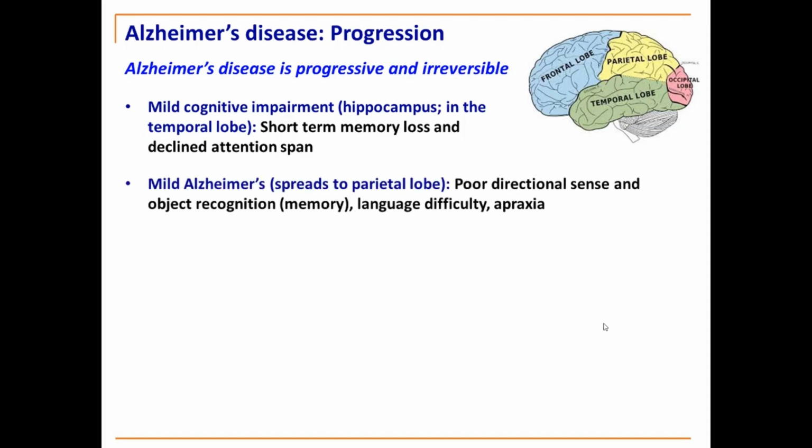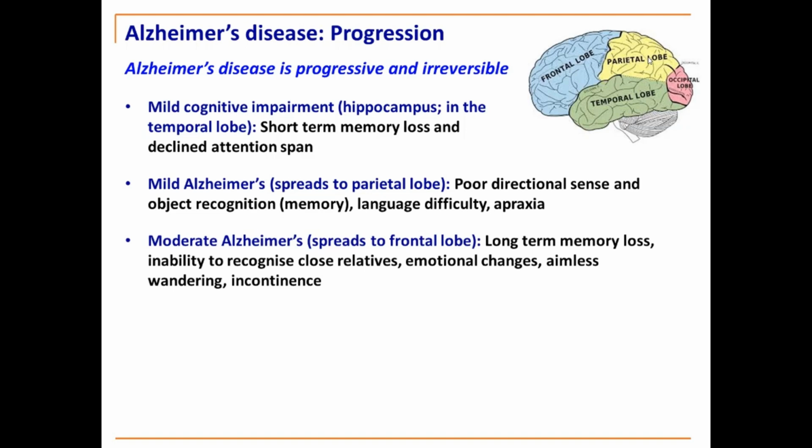You've then got mild Alzheimer's, where it's spreading to the parietal lobe, which you can see up here. So there's a nice little image to help you there. And so people may get poor directional sense and object recognition, again to do with memory, language difficulty, and apraxia. So some movements may become hard because there are spatial awareness issues arising in the parietal lobe within the somatosensory cortex and other associated regions.